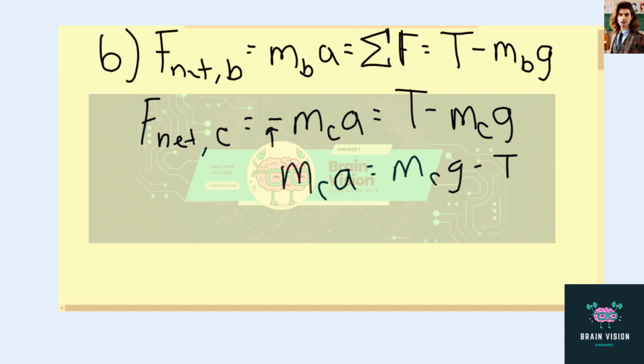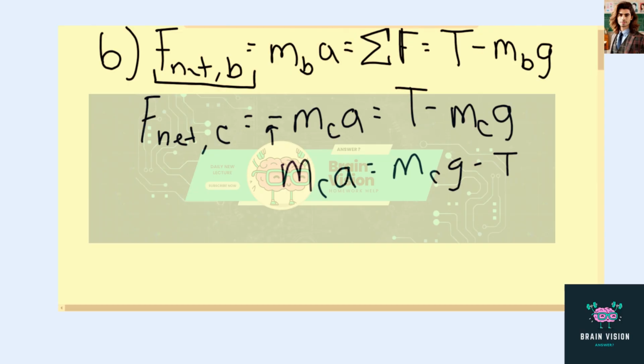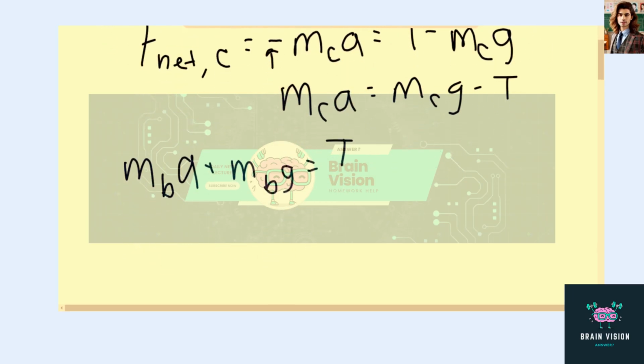So I'm going to solve F sub net comma B, which is the bricks' net force, for T. In doing that, we're just going to add the M sub B times G, the force of gravity, over to the other side. So we're going to have M sub B times A plus M sub B times G is equal to tension. And then we're just going to substitute that into the net force for the counterweight.